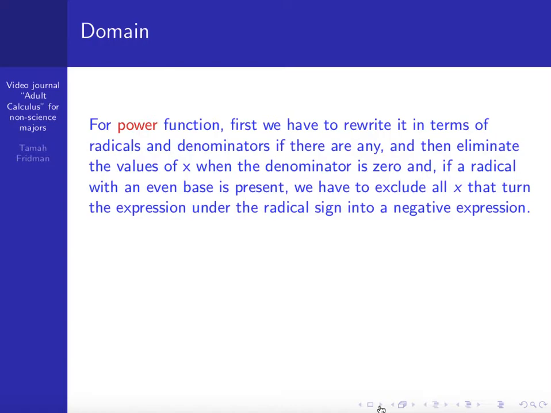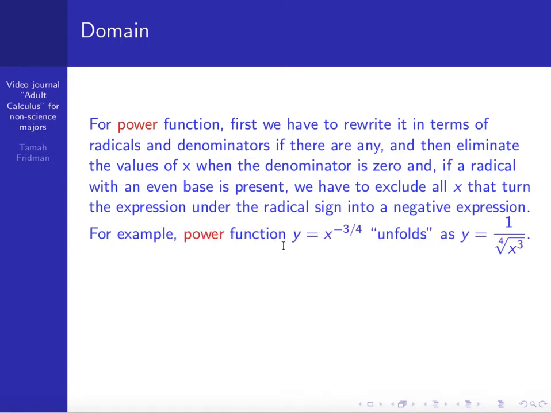Okay, for power function, first we have to rewrite it in terms of radicals and denominators if there are any. For example, x squared is x squared, there are no denominators, but x to the -2 is going to be 1 over x squared, and you get a denominator, and so x equal to 0 is suddenly not a good idea. Okay, so you rewrite it, then you eliminate all bad x, and let's look at the example basically.